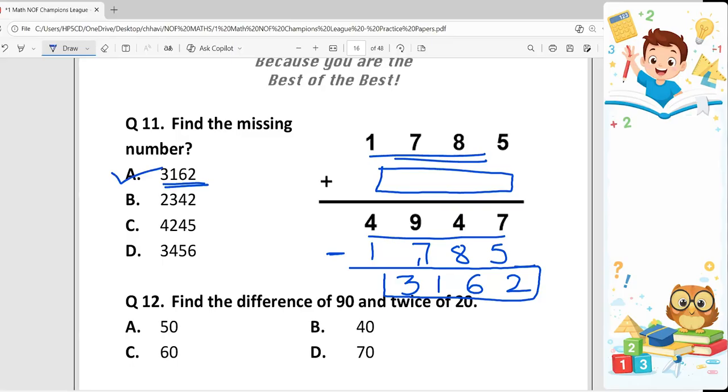Now see, every person can have a subtraction method differently. My subtraction method is like this. You can do as you want. Like we just have to subtract this top number from this number. Your technique of subtracting can be different. So it is nothing to worry about. The answer is 3162. Okay.